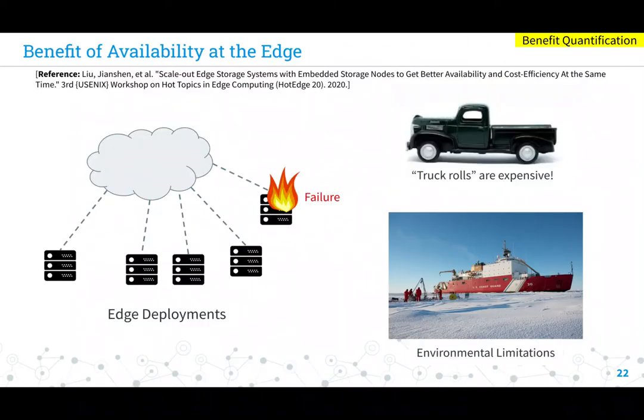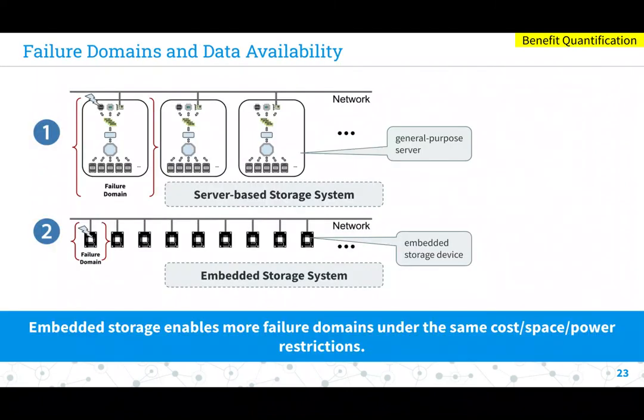For the benefit and availability of using embedded storage devices for storage systems, we have done some work in the context of edge. Because edge infrastructure is usually deployed on remote sites, sending truck rolls to those sites to fix either hardware or software problems is usually expensive. Therefore, it is important to improve the reliability and availability of those edge deployments.